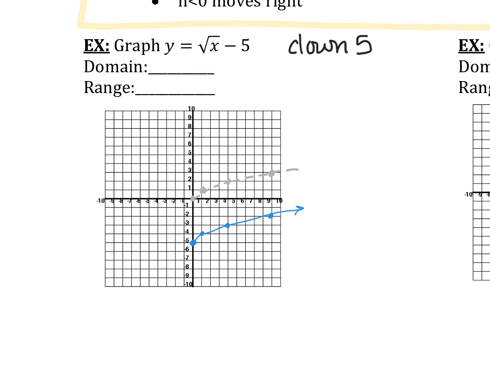Okay, let's talk domain and range. What's my domain on this one? Think about all the x values I've graphed. X is greater than or equal to 0. You may write that as that, or you may say 0 to infinity. They mean the same thing. What about my range? Jack says y is greater than or equal to -5.